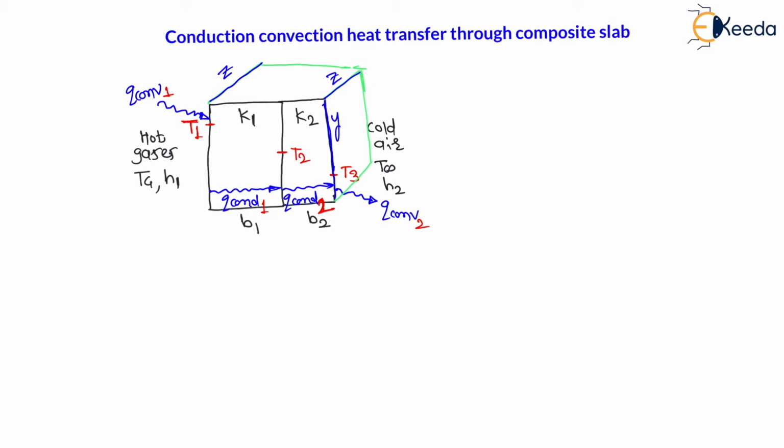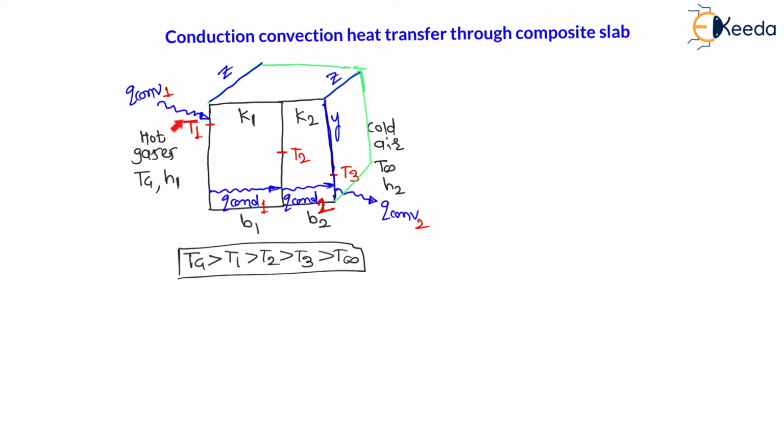Now my dear students, this Tg is the highest temperature. Here Tg is higher than T1. T1 is more than T2, T2 is more than T3, and T3 is more than T infinity, that is the surrounding temperature. With the help of these temperatures, the heat flow is from left to right. Heat is always flowing from high temperature to low temperature. Now let us draw the thermal circuit.